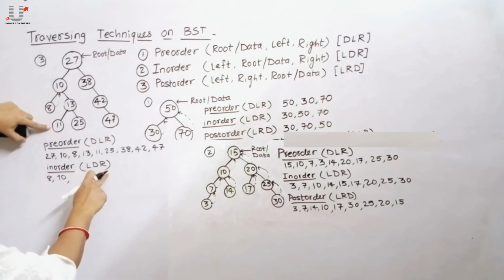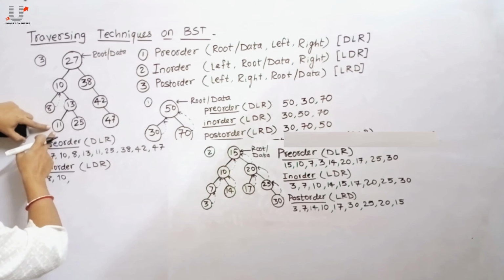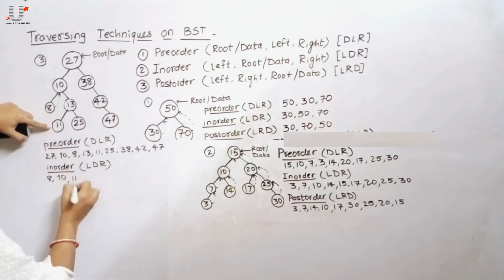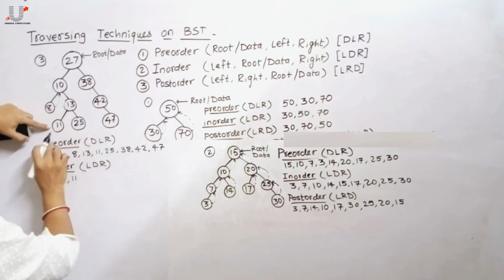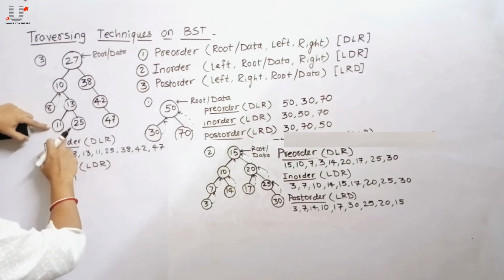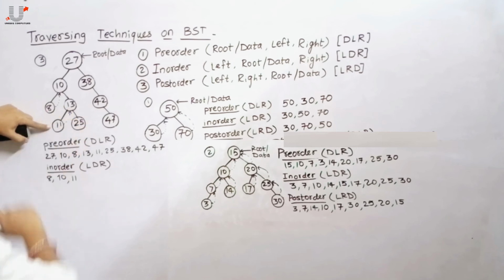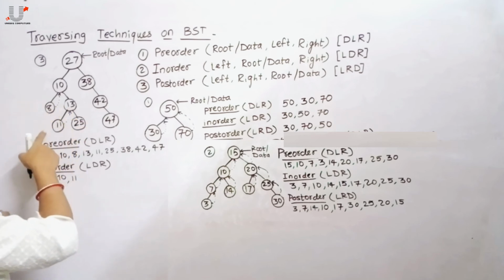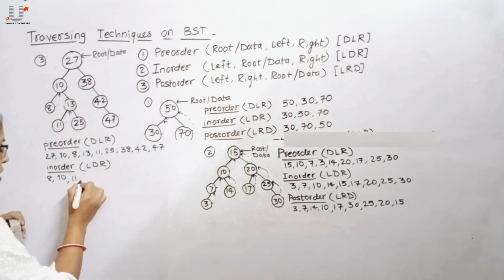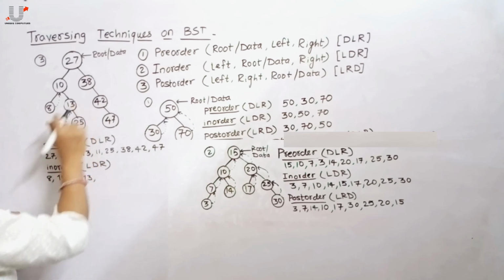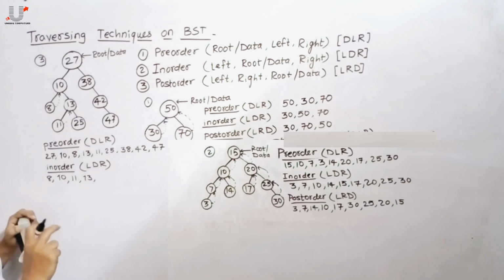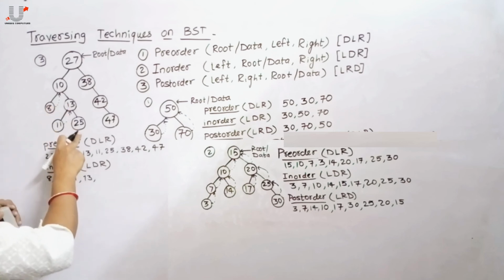Again apply LDR on this 11. As 11 doesn't have any left subtree, the data itself gets processed first, that means 11. Then the control will move to the R child. As no right child is present for 11, again backtrack, the control will transfer to 13. As the L child has been processed, then 13 itself gets processed. Then check for an unprocessed right subtree for this 13. Yes, 25 is there as a right child of 13.